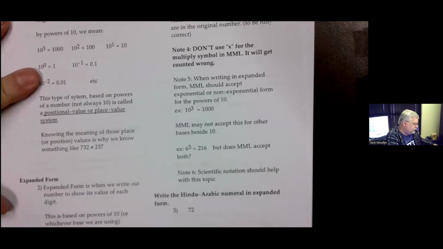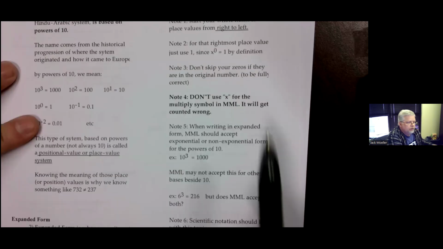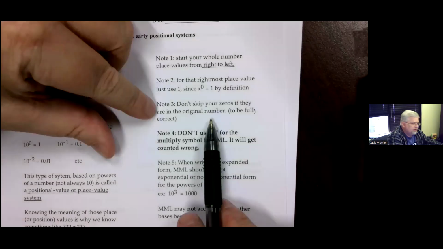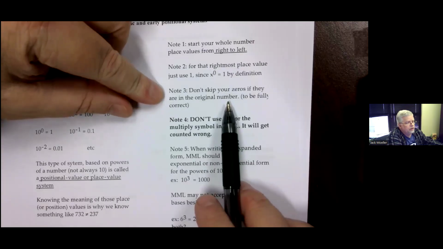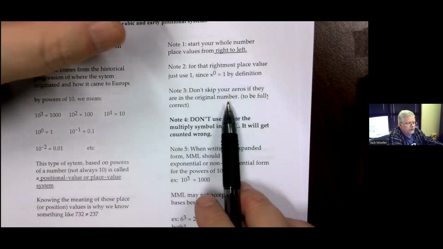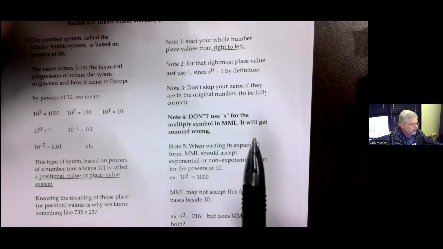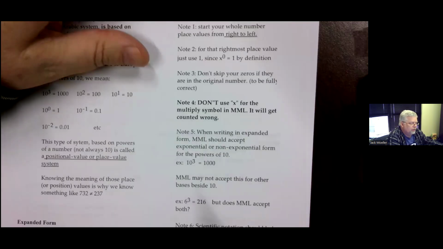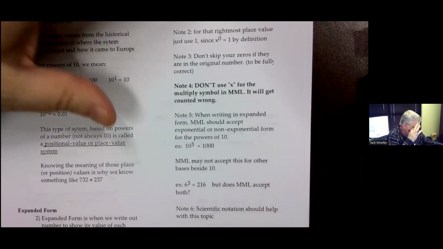What else? Yeah, so don't skip your zeros. MATLAB may or may not accept this. Sometimes MATLAB is picky. So if we have a number like 702 rather than 732, that 0 still tells us there's 0 tens. So to be fully correct, we need that 0 there. Don't just assume 0 is nothing. MATLAB may let you get away with not putting it in there. It sort of depends on who coded the question.